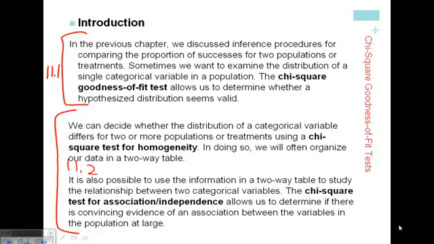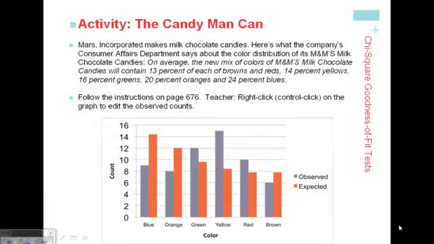So, today we're going to look at something called the goodness of fit test. And then later we'll look at relationships between two categorical variables, and that's going to be the test for homogeneity, test for independence and association. All right.